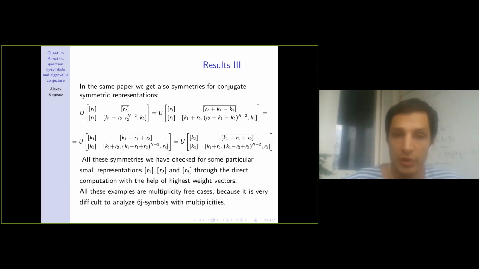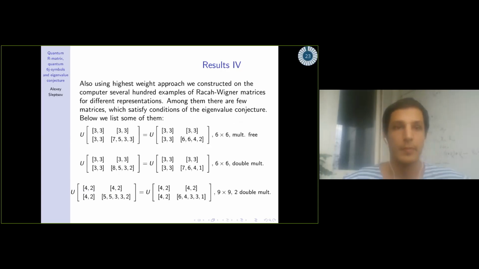All such symmetries which I mentioned, we have checked for some particular small representations R1, R2, and R3 through the direct computation with the help of highest weight vectors. All these examples are multiplicity-free cases, because it is rather difficult to deal with 6j symbols with multiplicities analytically. But we have some numerical results.